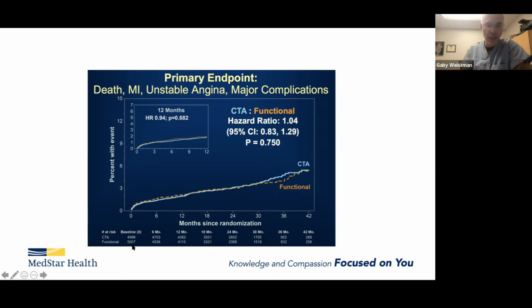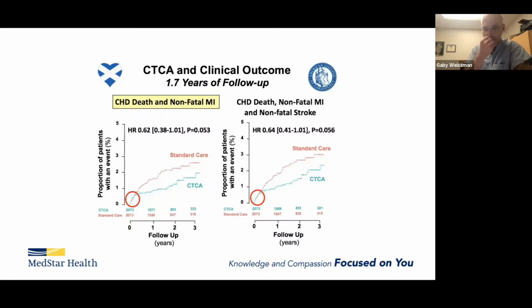But for whatever it was worth, this was a very large trial. You can see the number of patients in each group, about 5,000. No difference. Either strategy was appropriate. There was a second trial that asked the same question. This one is from Europe, from Scotland, called the Scott Heart Trial. Again, they randomized people to CT versus standard of care.